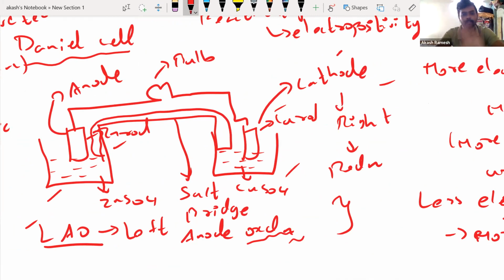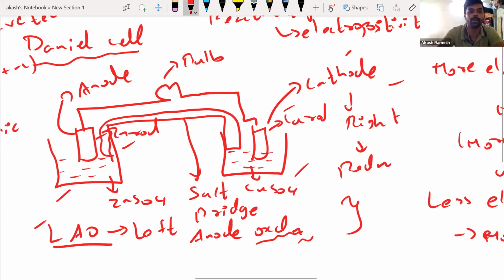Good. So now we understood what exactly can be chosen as anode, what exactly can be chosen as cathode, what is going to happen in the anode, that is oxidation, and what is going to happen in the cathode, that is reduction. All these things must be at your fingertips. Now we'll see how exactly this Daniel cell works.